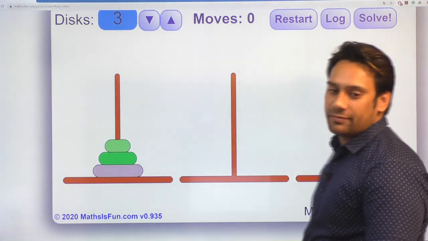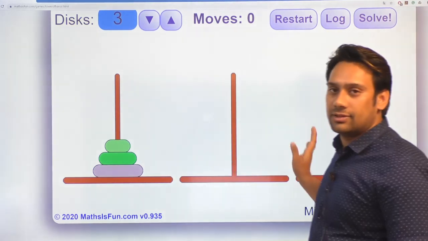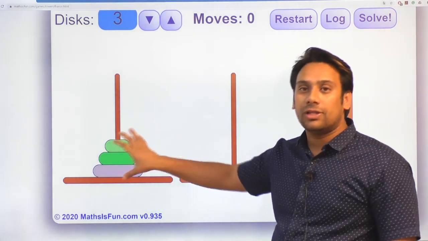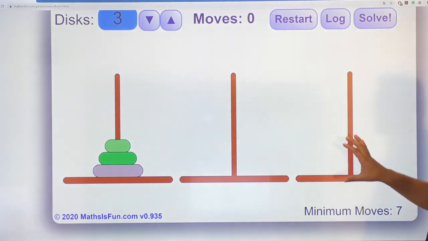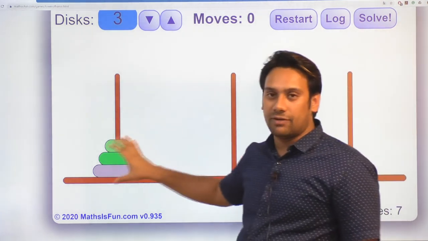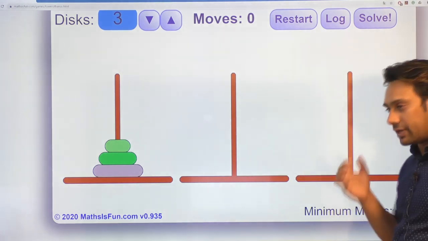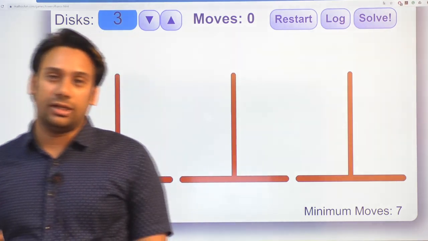So what is the puzzle here? The puzzle is something like this. You have three towers. And you have to move all the plates which are present in the first tower to the third tower. We have to move all the plates from the first tower to the third tower.